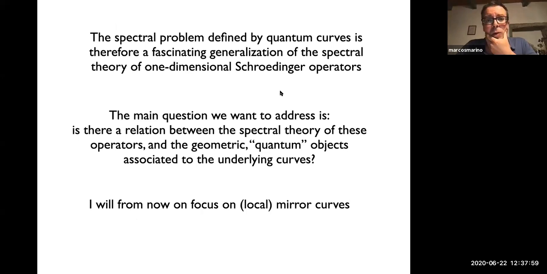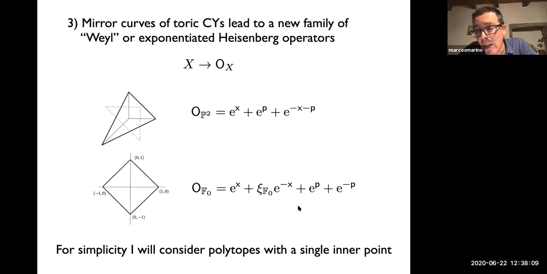So these problems are actually natural generalizations of one-dimensional Schrödinger operators. For example, if you think about local P1 times P1, this operator here, you can think about it as a sort of hyperbolic deformation of the harmonic oscillator. Many of these operators are very natural from the point of view of mirror symmetry, and from the point of view of spectral theory, but the main question I want to address is the following.